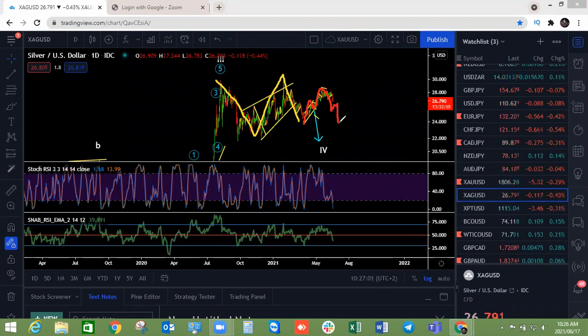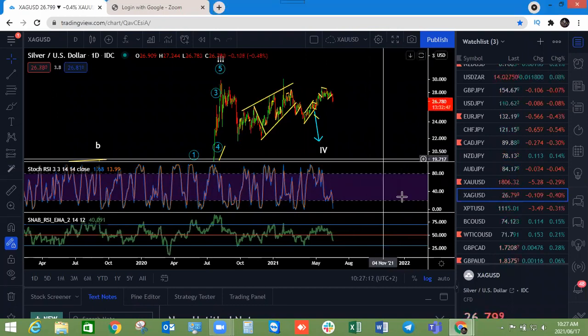Just like gold, we should see silver possibly retest these lows here, 24. Any bounce here will be making a structure like this. So we'll take it one move at a time. We are below 50 on all time frames.